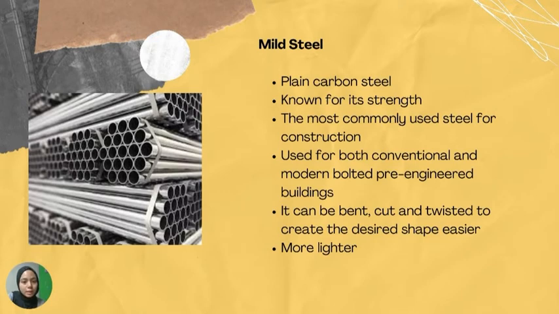Next is mild steel. It is a plain carbon steel known for its strength and the most commonly used steel for construction. Used for both conventional and modern pre-engineered buildings. This steel can be bent, cut, and twisted to create the desired shape easier and is lighter than other steel.